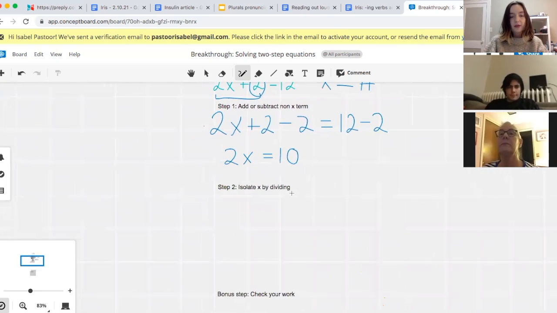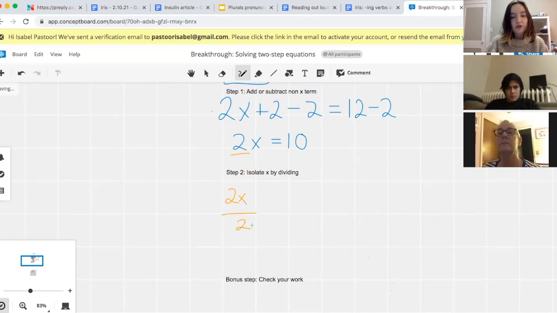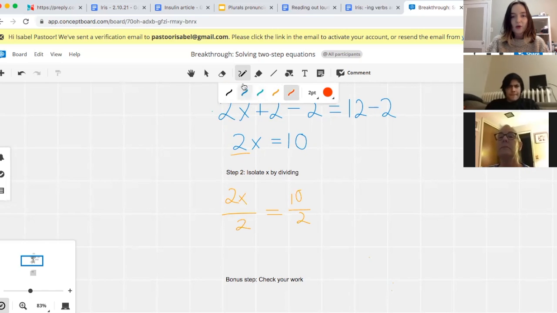And that second step is to isolate x, which means get it all on its own, by dividing. And the number that we're going to divide both sides by in this case is going to be 2. And you'll see why in just a second. So we have 2x divided by 2 equals 10 divided by 2. Again, doing it to both sides. That's very important. And why this works is that we get to cancel out both 2's in this fraction.